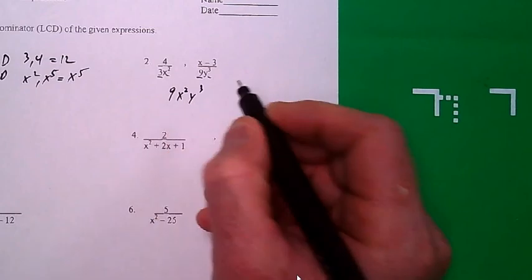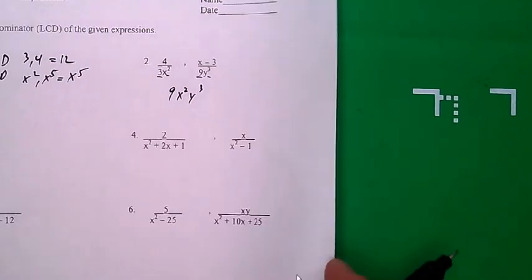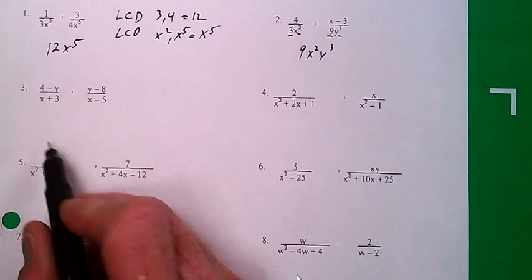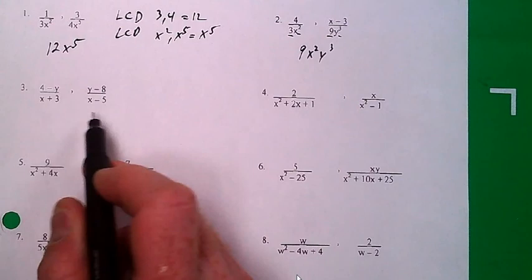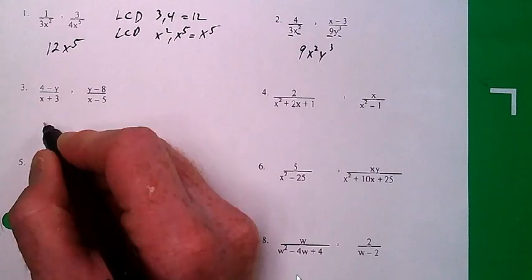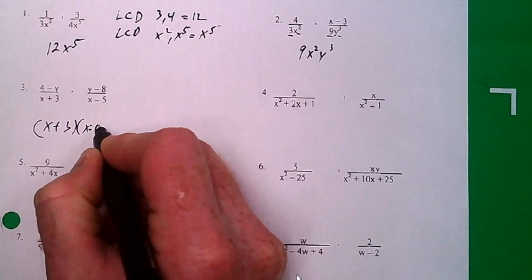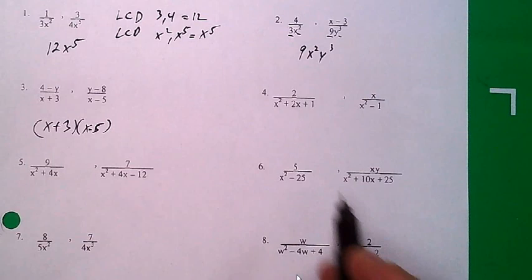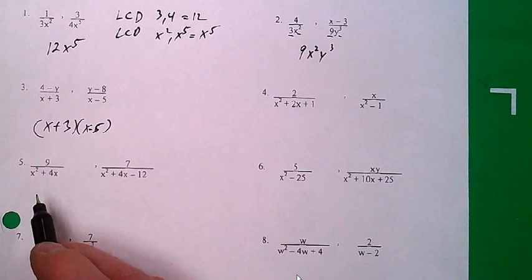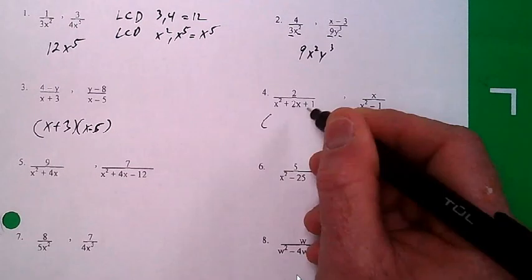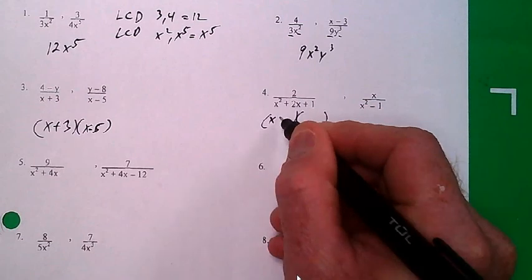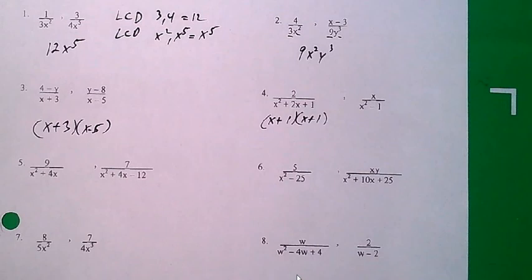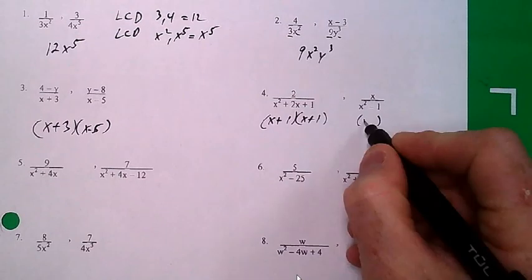Alright, number 3. The nice thing about number 3 is that these denominators don't need to be factored. So our LCD is simply x plus 3, x minus 5. That's it. Alright, I think we already did number 4. No, we didn't do number 4. So we're going to factor. We get x plus 1, x plus 1. And then over here, x plus 1 and what? X minus 1. Okay.